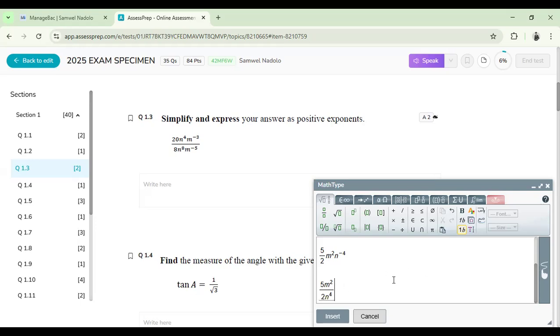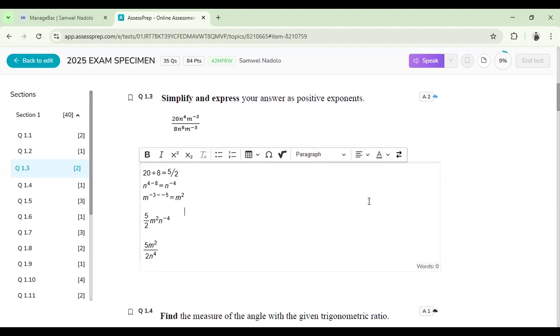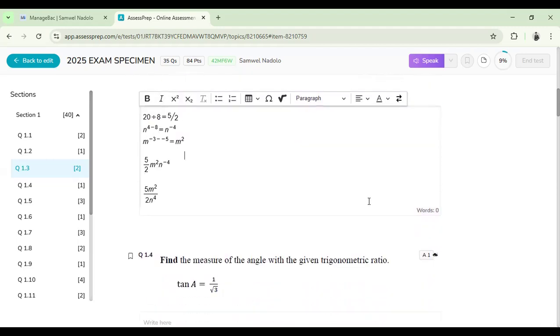So that is how we have our answer left as positive exponents. Positive exponents is ensuring the powers are positive, and the only way to have a positive power is to take the negative power from the numerator to the denominator. And that will be your answer, and you insert it there, you get your 2 marks.